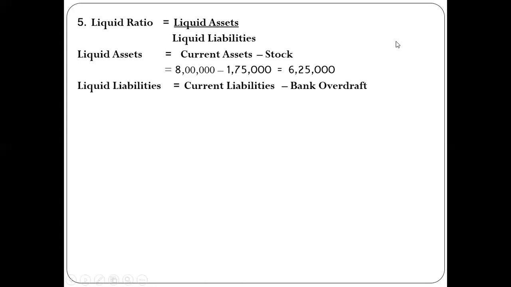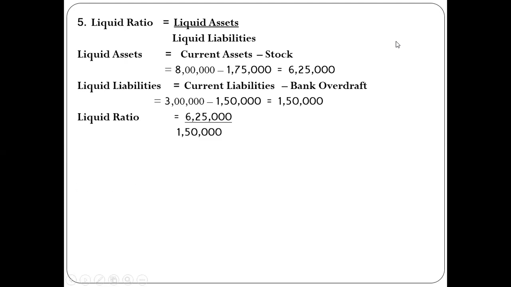6,25,000. Same way, liquid liabilities is equal to current liabilities minus bank overdraft. So current liabilities already we have found. So current liabilities is 3 lakh rupees and bank overdraft is 1,50,000. So we'll get the answer of liquid liabilities is 1,50,000. And then we'll keep the amount in the formula, that 6,25,000 divided by 1,50,000. The answer will be 4.17 to 1.